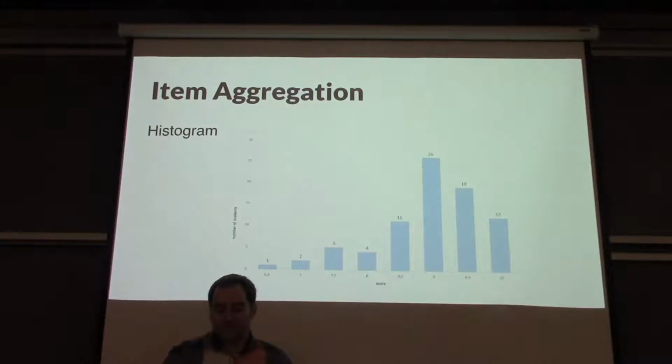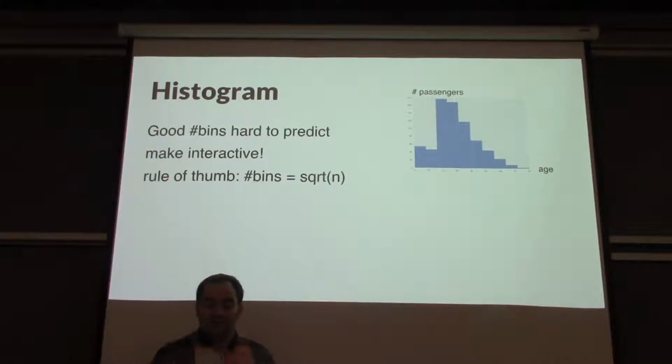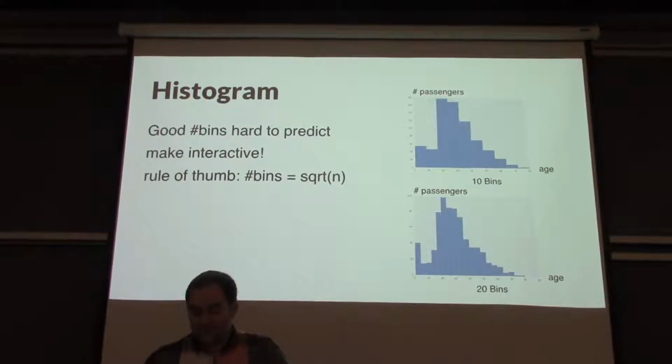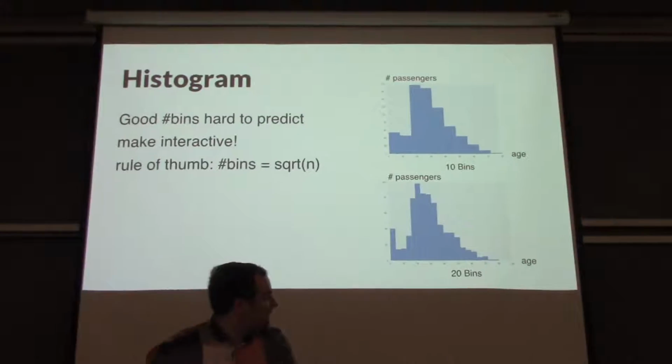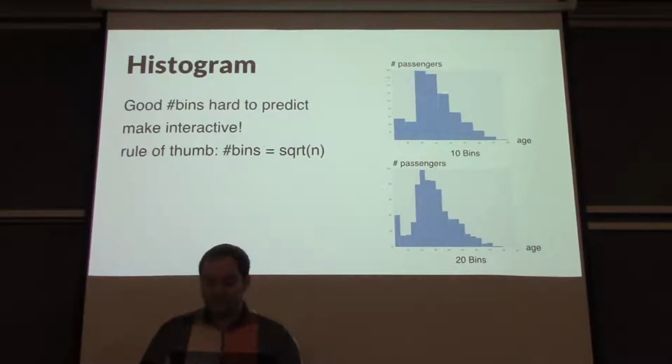And so we have talked about item aggregation, as, for example, in a histogram, and there we said that the number of bins is sometimes a little bit tricky to predict. So you could make that interactive. So we had this nice effect here where we could see a pattern in the different bin size, 20 bins, that we couldn't see with 10 bins.